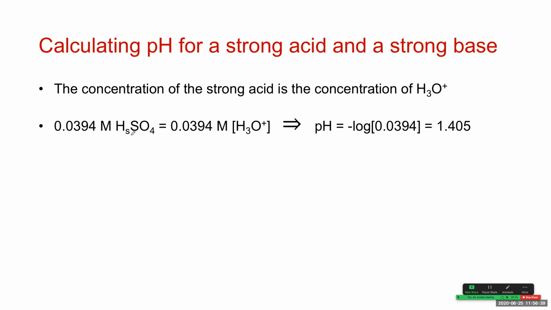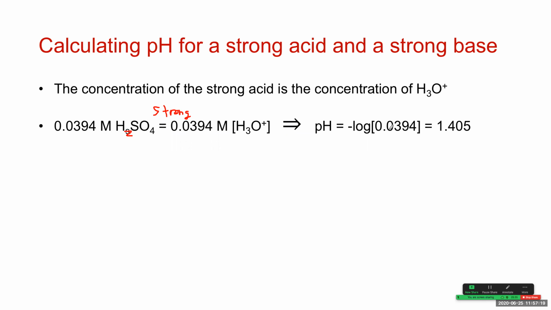But for a strong acid, the concentration of the acid is equal to the hydronium. So in this example, I used H2SO4. It's supposed to be a 2 there, not an S. We have 0.0394 molar H2SO4. Because it's a strong acid, the concentration of hydronium ion is also 0.0394. But that's only because it's strong. If it was a weak acid, it wouldn't be that. We'd have to use an ICE table to figure it out.